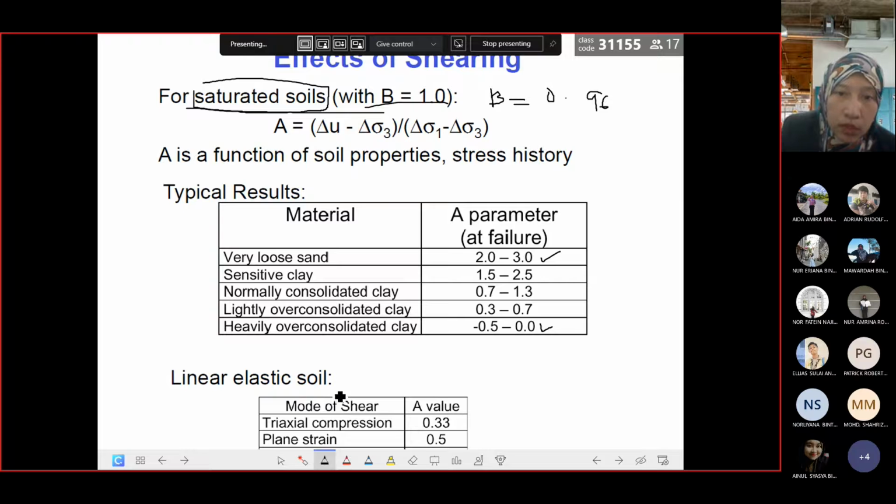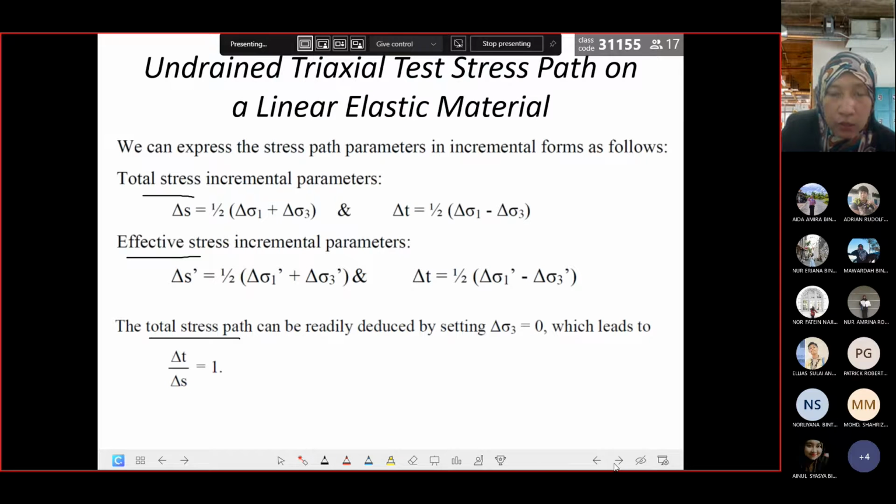Tapi kadang tu parameter A pun dia bergantung jugalah jenis testing ataupun jenis shear yang ada pada sampel. Sama ada linear elastic soil in the triaxial compression or in the plane strain ataupun in other elastic punya behavior of the sample. So these are the recommended values for A. So B ni sama ada dia set as 1 ataupun dia give you different value of B. So what's important about B dengan A ataupun dengan stress path adalah untuk deriving the formula.